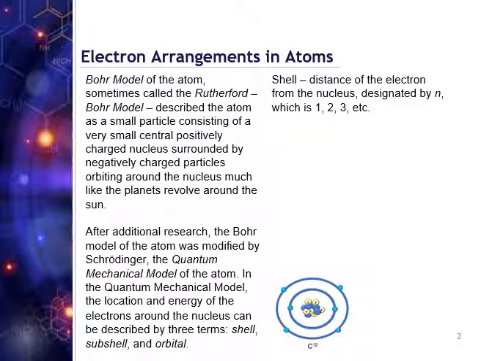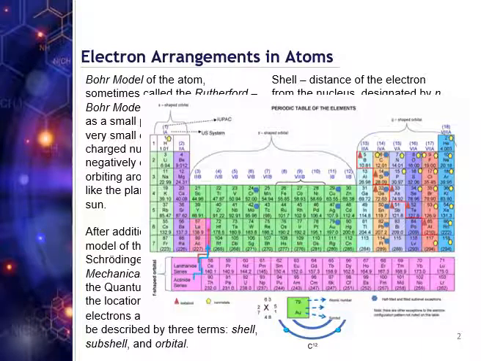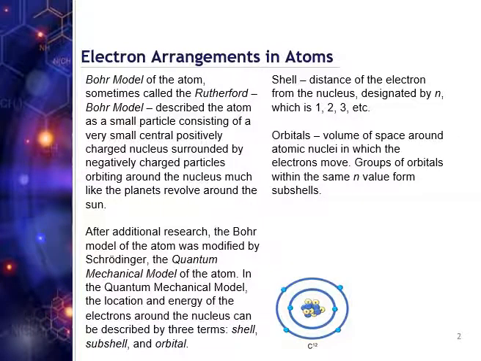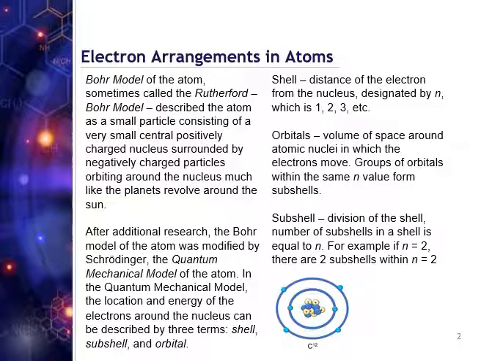The shell is the distance of the electron from the nucleus, 1 through 7. If you look at the periodic table, you see on the far left 1 through 7. Those are the shells. Orbitals are the volume of space around atomic nuclei in which the electrons move. Subshell is a division of a shell.